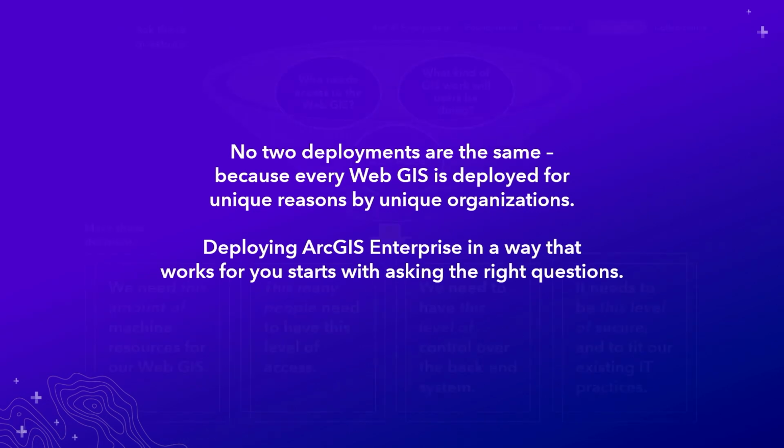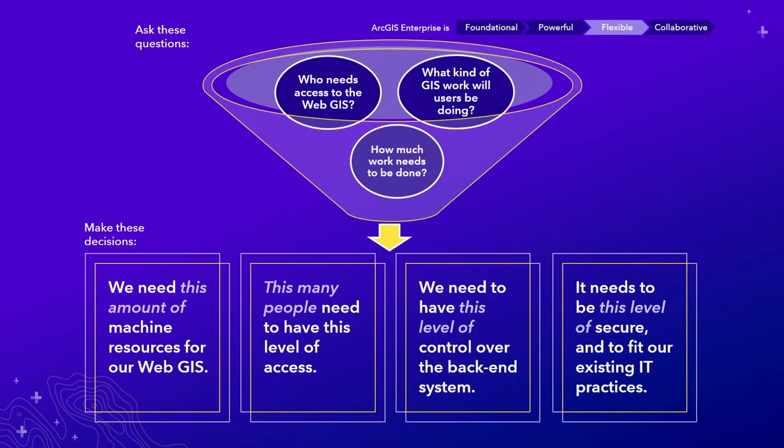We like to think about questions such as, who needs access? What kind of work will they be doing? Where will they be getting the data from? How often do they need to be working in the portal? And then from that, you can make a set of decisions. We need this amount of resources. We need to give access to this many people. They need to have this level of control, and we need to be able to prevent them from seeing this or that. We as administrators need to be able to customize our backend. We need to conform with these existing IT practices of our organization, and we need to enforce this level of security.